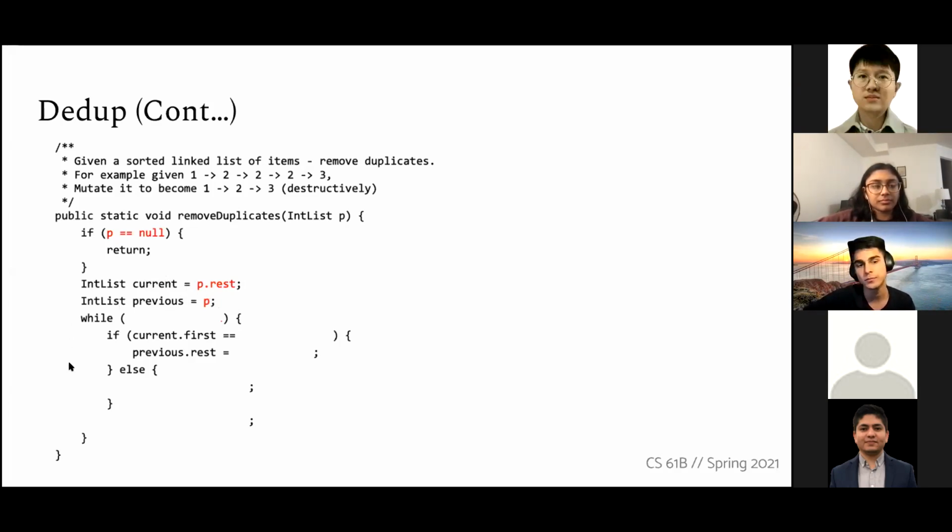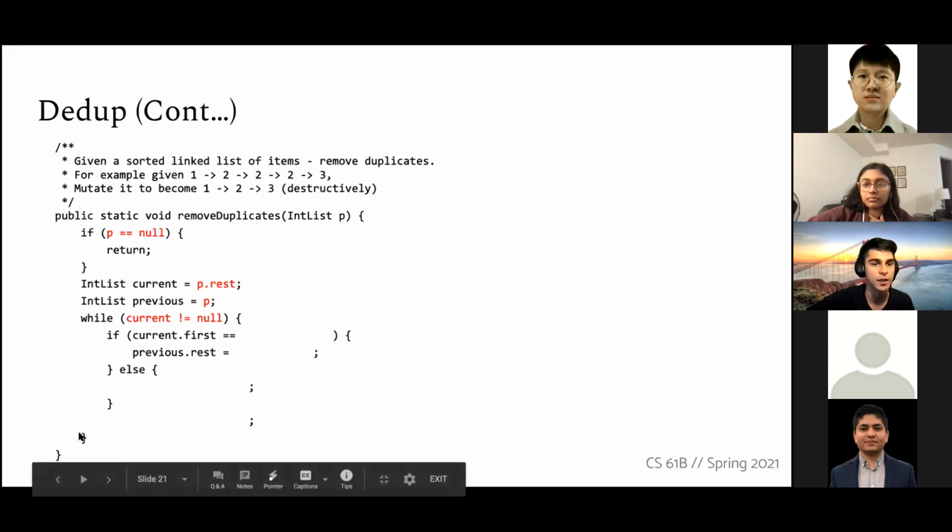We have one while loop, right? Any ideas on what this while loop may be for? Emphasis on one. I'm seeing some answers in the chat. Current is not equal to null, correct. The reason is that we're iterating over the list with the variable current, and if current ever reaches a point where it's null, we exit. We're done.